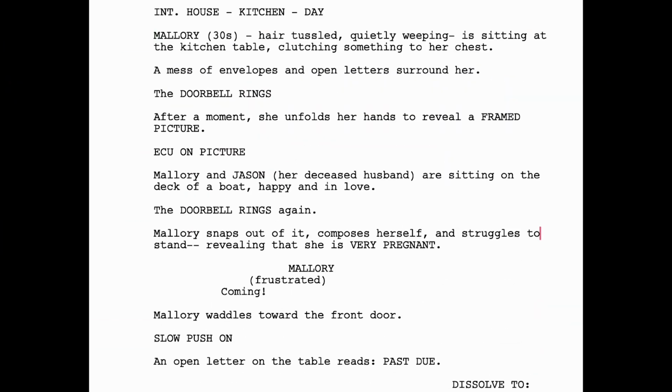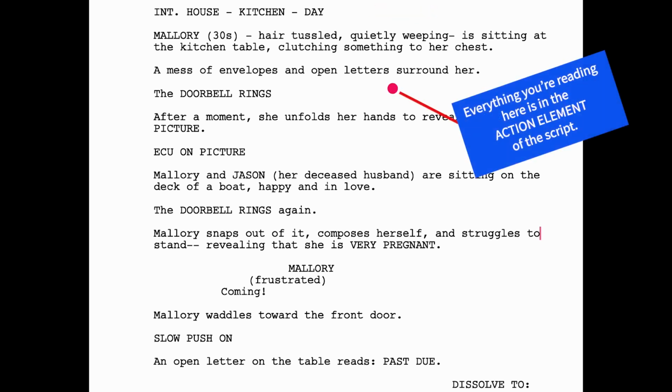All right, so here's a quick scene that I wrote, and I will describe subjective action and sort of the subjective action formula on how to write in an action element. All right, interior house, kitchen day, Mallory, 30s, hair tousled, quietly weeping, is sitting in the kitchen table, clutching something to her chest. A mess of envelopes and letters surround her. The doorbell rings. After a moment, she unfolds her hand to reveal a framed picture.